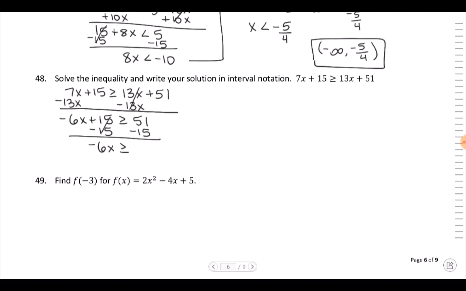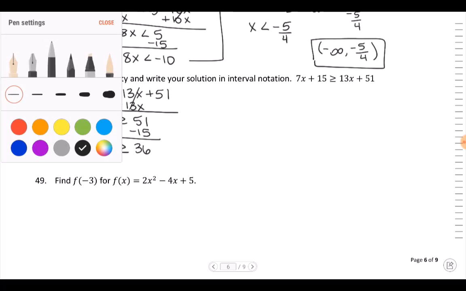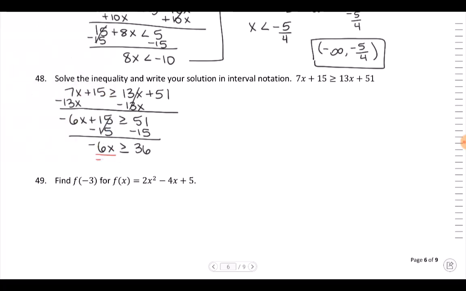Let's see. Don't know that off the top of my head. 36. Okay. Now, here's where the pivotal moment is. We are going to divide by a negative 6. And because this is negative, I have to flip that the other direction. Okay. So I'm going to go ahead and write that over here since I ran out of space. So x is less than or equal to 36 divided by negative 6, which is negative 6.